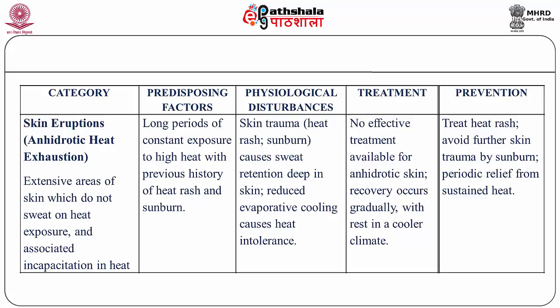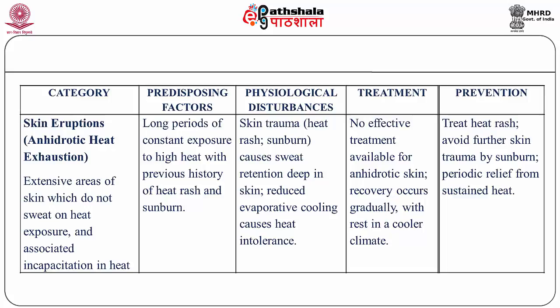There is a situation that we call the anhydrotic situation. Anhydrotic means that in some area of the body there is a stoppage of sweating. In a very extensive area of the skin you will find that there is no sweating taking place after the heat exposure, and this is not a normal circumstance. So if you find somebody's sweating has stopped, there is a likelihood of incapacitation, or sometimes we call this skin trauma, heat rash, sunburn.